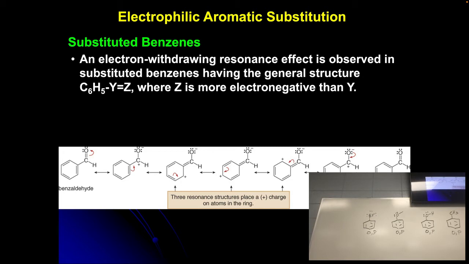That's the formal, or that's the right way to draw out a nitro, if you wanted to draw it out in a Lewis structure. Is that going to be an ortho, para, or meta director? Meta.